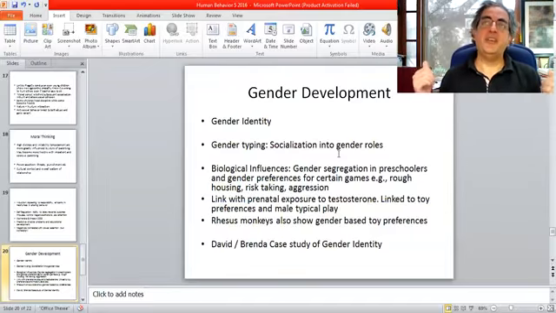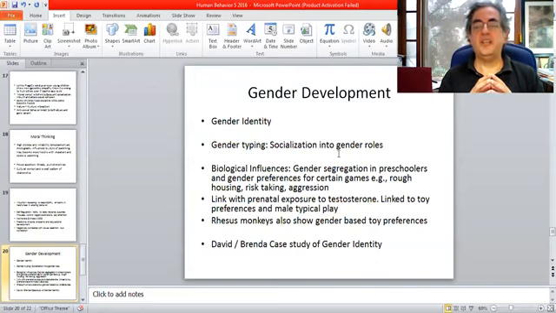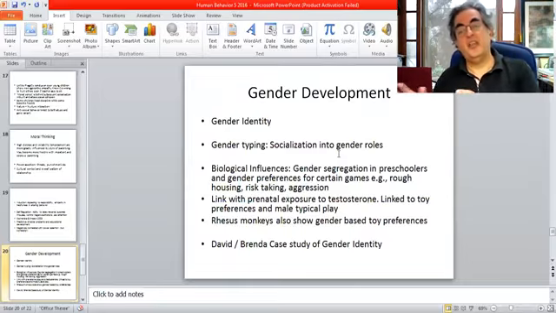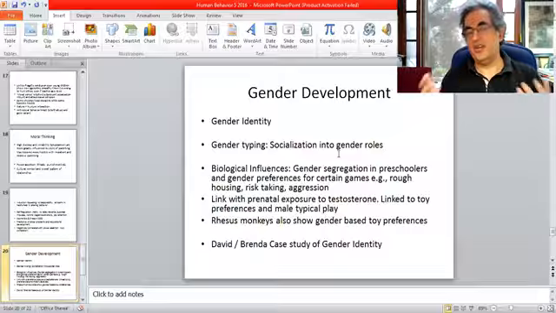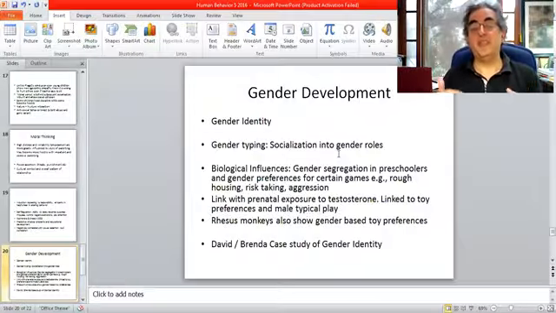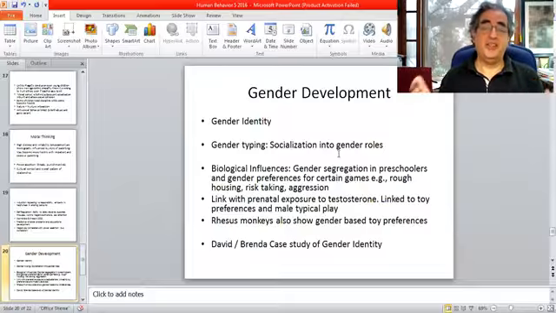And another evidence for this is that rhesus monkeys show a similar set of gender-based preferences for risk-taking, roughhousing type play versus more social kinds of play. And presumably, the socialization in rhesus monkeys is not at all like human socialization, right? So the fact that they're still showing the preference suggests that in part there is a biological signal for this.